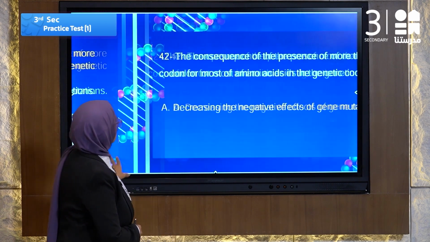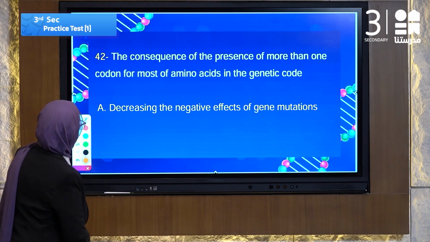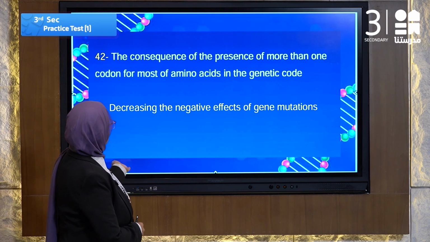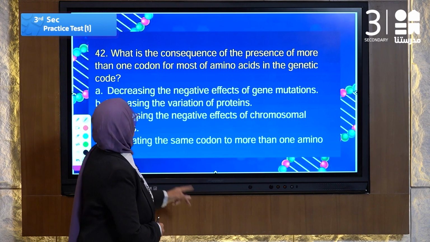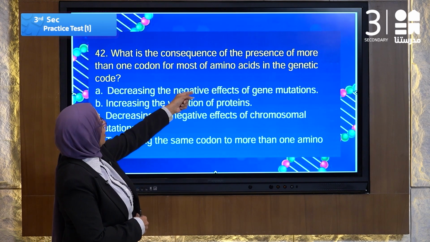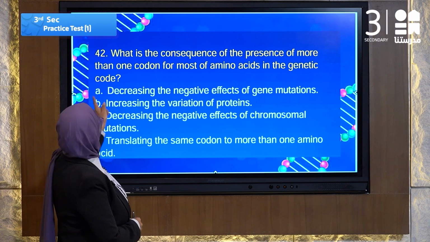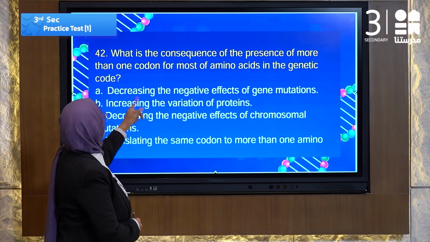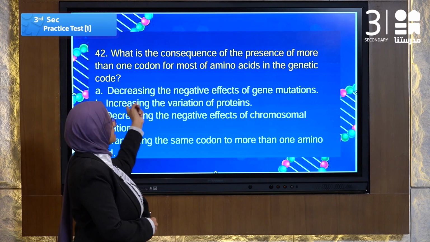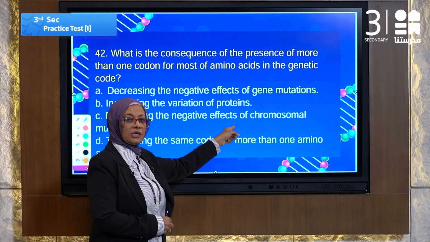Okay, let's go to the answer. The answer is A, decreasing the negative effect of gene mutation. So, what is the consequence of presence of more than one codon for most of amino acid in the genetic code? Decreasing the negative effect of gene mutation.